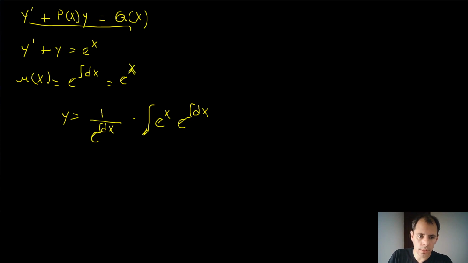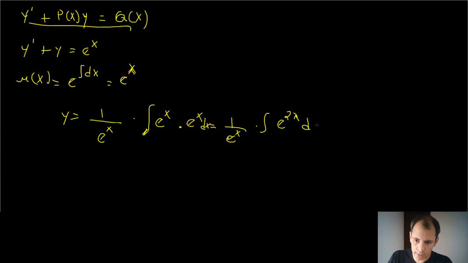So e to the x. Over here, you can just say it's e to the x, and here too. So you have an e to the x in here, and you have an e to the x in here. And pretty soon you're going to understand what's going on. So this equals 1 divided by e to the x times the integral of e to the 2x dx, right? The whole thing, you got to put a dx in here.